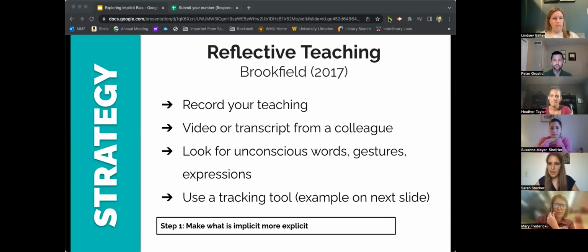All right, so I want to get real practical here for a couple minutes and talk about what steps we can take to make what is implicit or unconscious more explicit. And I'm going to talk specifically about how we can do that in our teaching with a practice that is called reflective teaching, which I'm sure you've heard of. And this is where we really look and dive deep into our own teaching. And there's a couple of ways we can do that. The first is you can actually video record or just audio record your teaching.